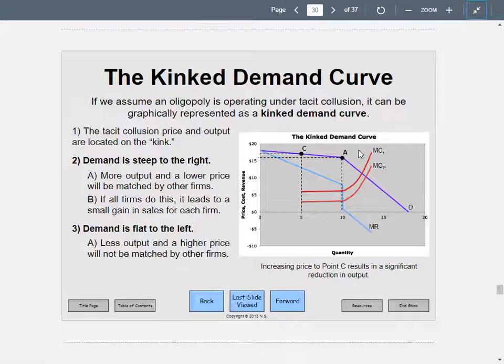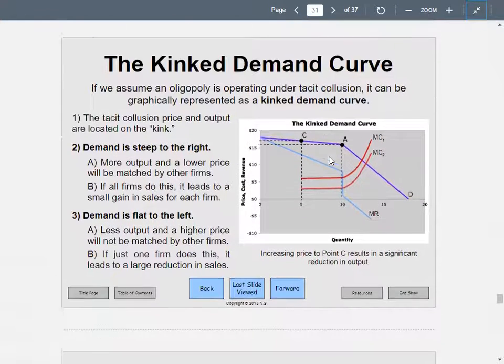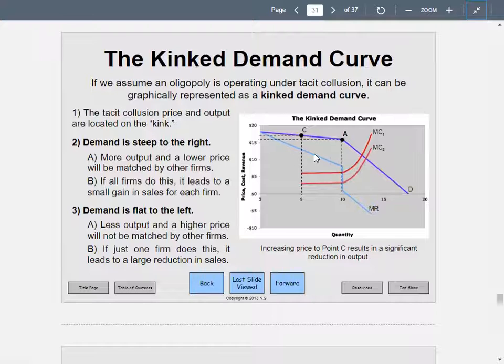Demand is flat to the left, which is here. Less output and a higher price will not be matched by other firms. So if just one firm does this, it leads to a large reduction in sales. Kink.